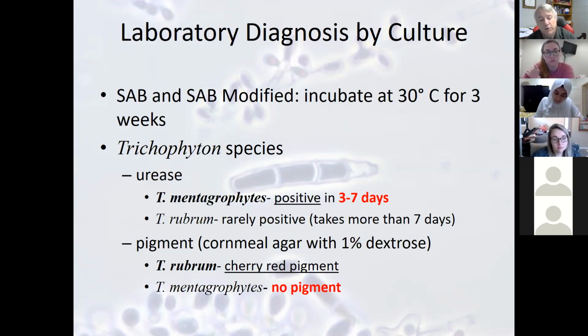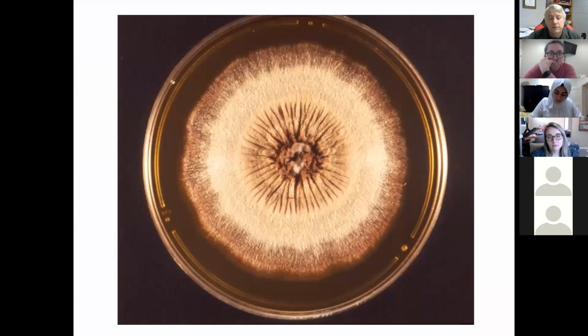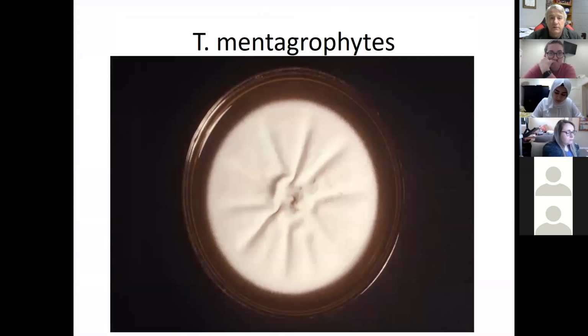Pigment: we moved to cornmeal agar, which y'all did, right? You moved it over to cornmeal agar before you left. Trichophyton rubrum, cherry red pigment, and the mentagrophytes, no pigment. So we can actually tell by what color the change on the plate is, and we're going to see that in a minute. So here is our rubrum on Sabouraud. Mentagrophytes, no pigment.